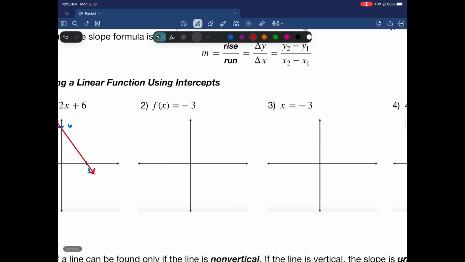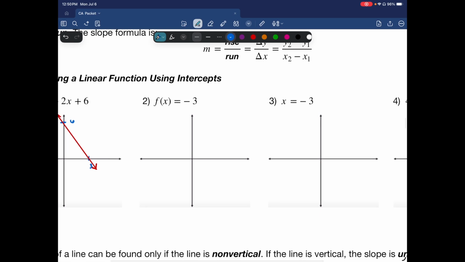2 and 3 are special situations. All right, so if f of x equals negative 3 on number 2, that means no matter what x is, it always equals negative 3. So let's say negative 3 is right here. That means no matter what x is, y is always negative 3. Y is always negative 3, so that's a flat line, a horizontal line. Okay, so this is horizontal.